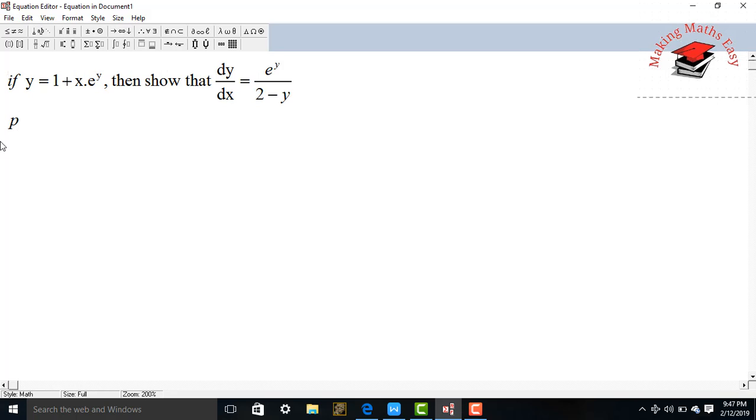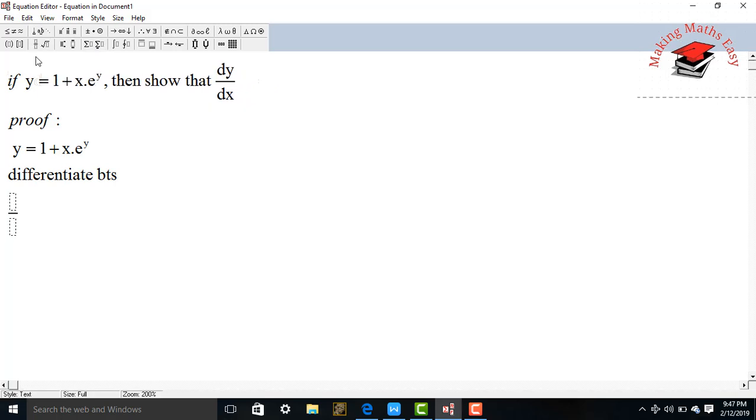So first of all we will write proof, and then we will write the question as it is, as the following things are given in the question. Now we will differentiate on both sides. As I told you in the previous video, in the case of an implicit function we have to differentiate on both the sides, because x is an implicit function of y and y is an implicit function of x, and the function of xy is always equal to 0.